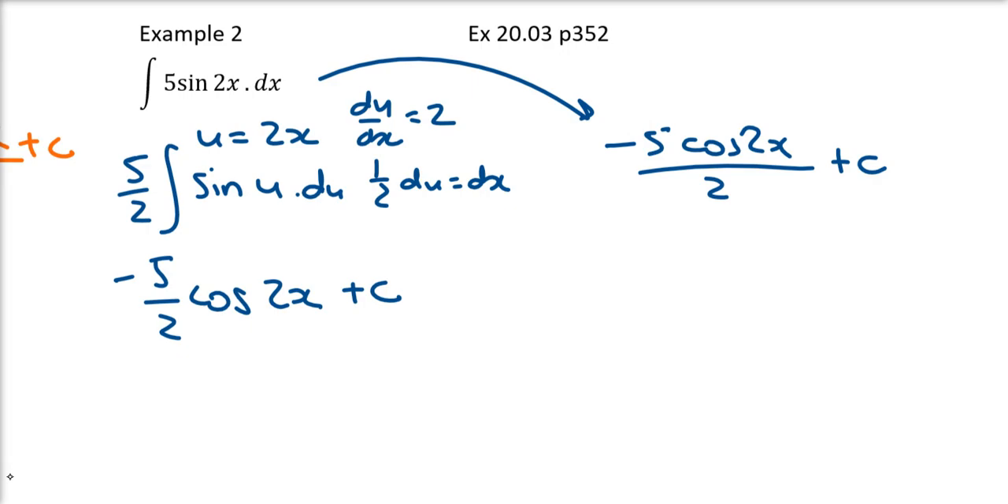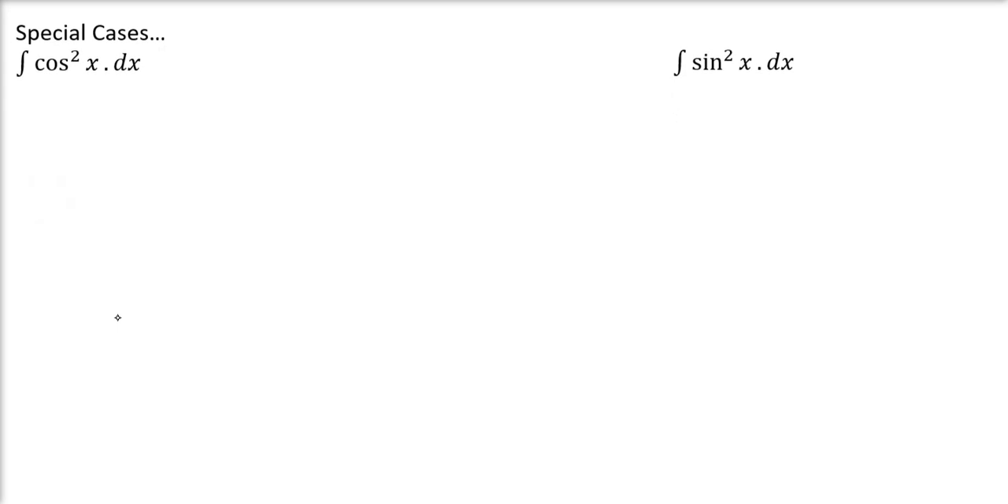Okay. Now there are some special cases, and the special cases are to do with cos squared x and sine squared x. Okay, but we'll try and get to those ones. I'll give you a bit of practice at the first ones, then we can go to the other ones. All right. So you've had a bit of time now to explore the first ones.